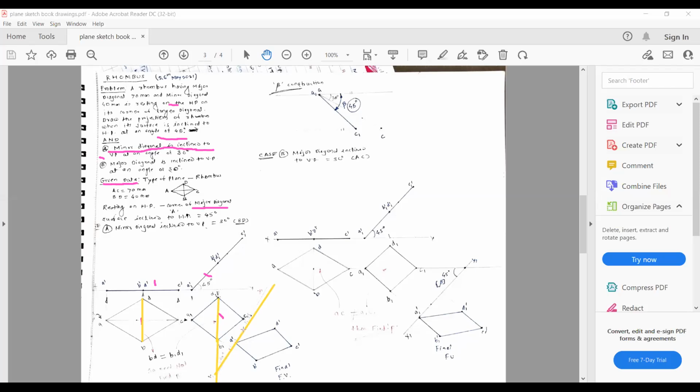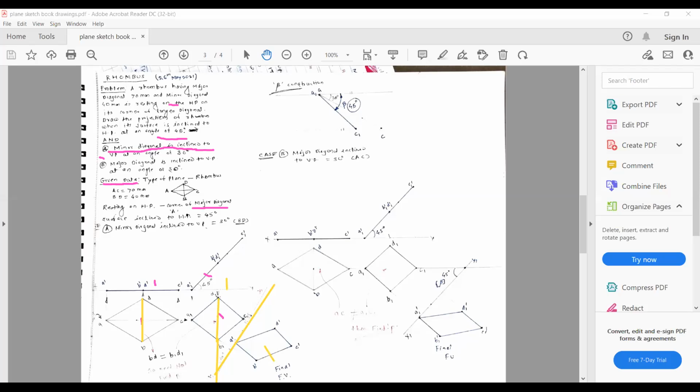Okay. And as usual procedure, I will repeat, taking the projection perpendicular to the X1, Y1 line from A1, B1, C1, and D1 points, and taking the constant distances from this second stage front view. And I will complete this.